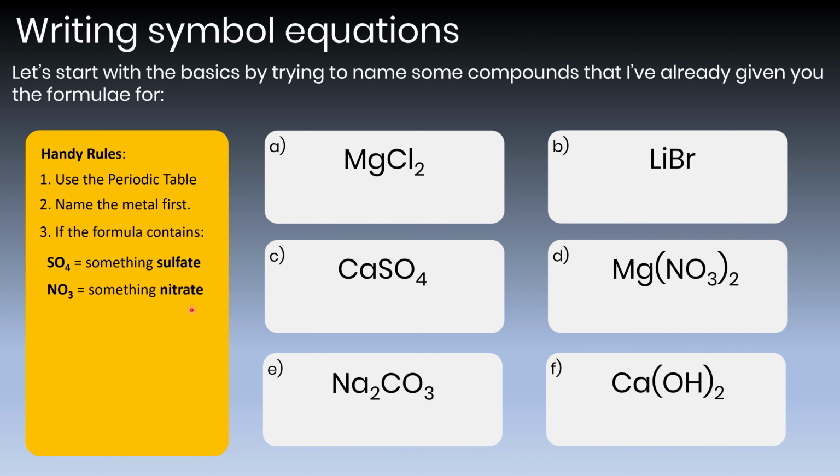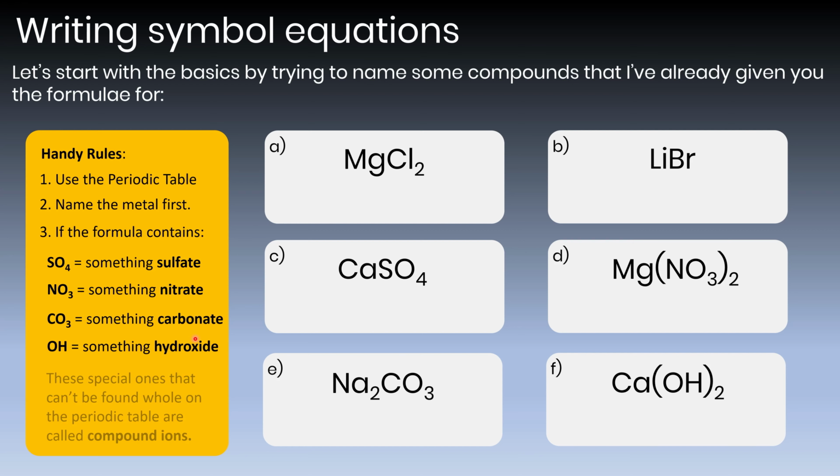NO3, then it's something nitrate. CO3, then it's something carbonate. OH, and it's something hydroxide. And these are the special ones, the compound ions, which can't be found on the periodic table. So let's start with A.